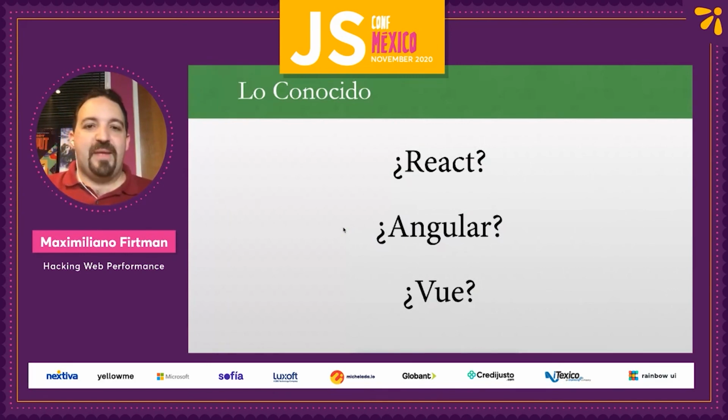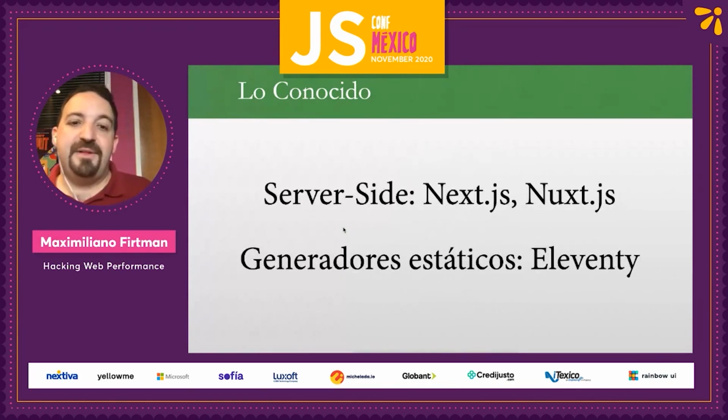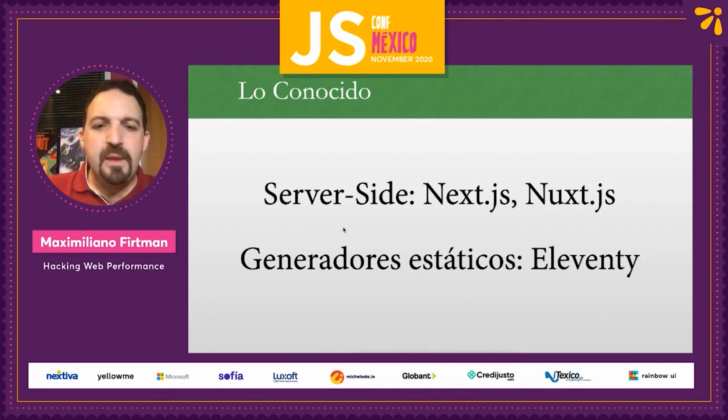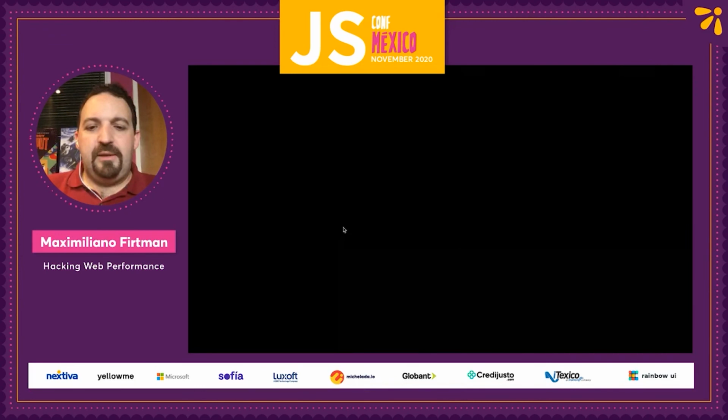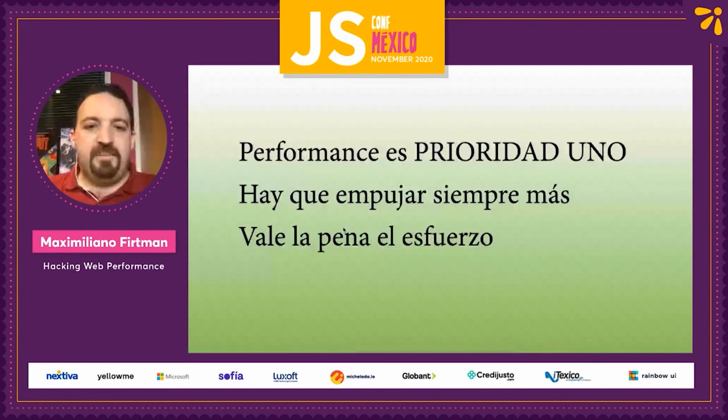This is proven. So when we use these libraries, we need to start changing and thinking if we need to do something on the server side, like Next.js or Nuxt.js, or move to a static generator such as Eleventy. So, for example, Eleventy is JavaScript, my computer runs it, and it generates purely static files. And there are a lot of new tricks to hack the web performance. Performance should be the number one priority, always, because without performance, there is no conversion, and conversion is what brings the money in for us to make development. So we need to push for more, and the effort is worth it.